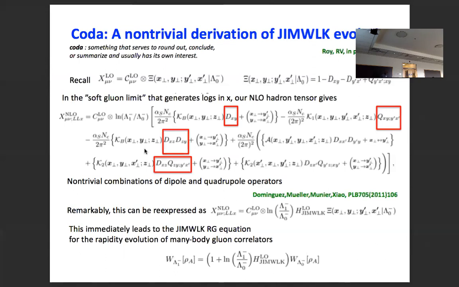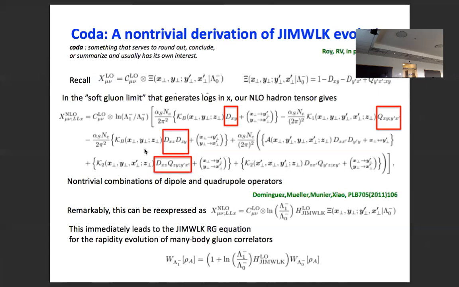which is the JIMWLK Hamiltonian acting on this leading order object. Exactly. It's along the same lines as what is shown here, but we actually did the explicit calculation from Feynman diagrams, getting this expression here. And you see that this leads to the JIMWLK equation for the remaining Wilson line coordinates.